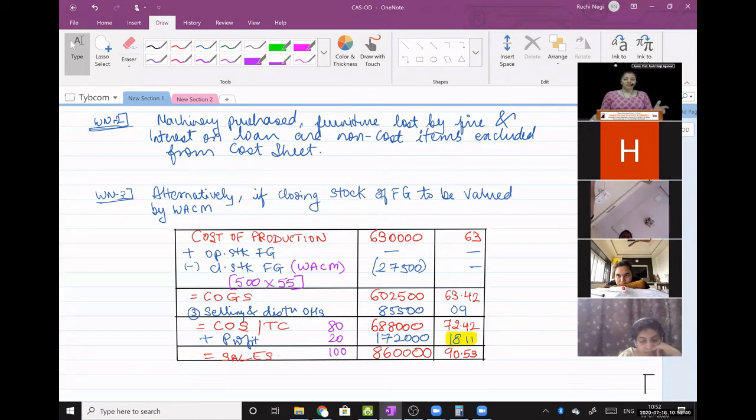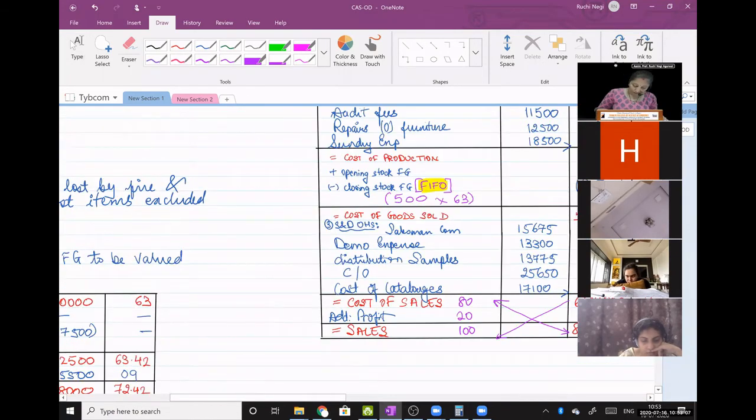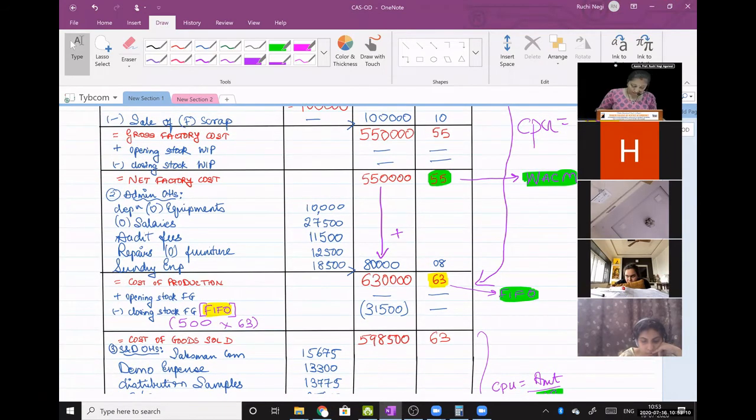Obviously, why would we waste time? I just want you to show the concept clarity about weighted average cost. So till COP, the sum is going to be the same, whether you do it with FIFO or you do it with weighted average. After COP, the answer will change. Let me show you the whole sum again. See, 63 rupees is FIFO method and net factory cost 55 rupees is weighted average cost method. Okay, so don't forget.